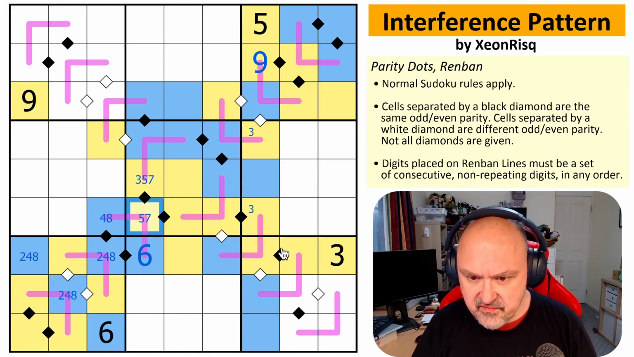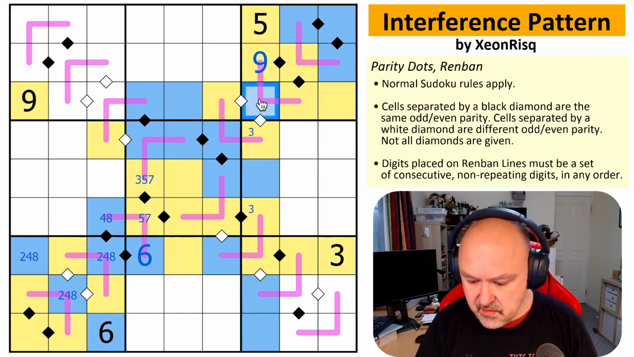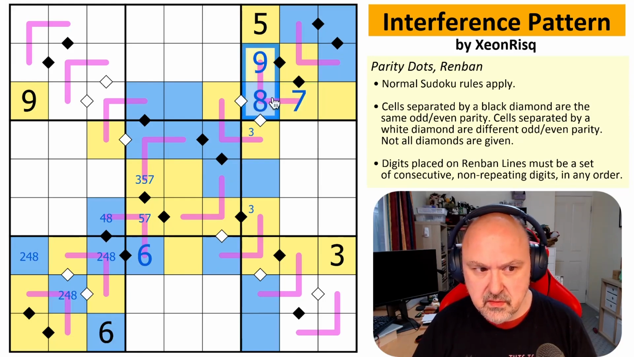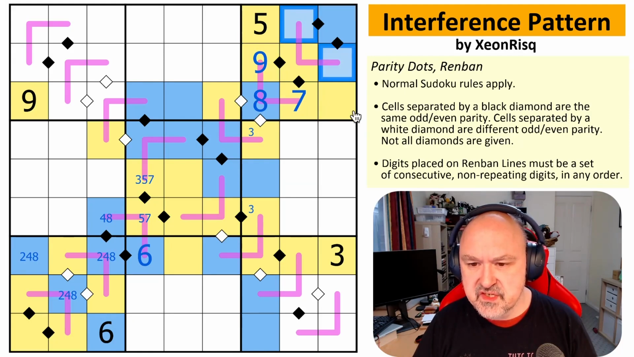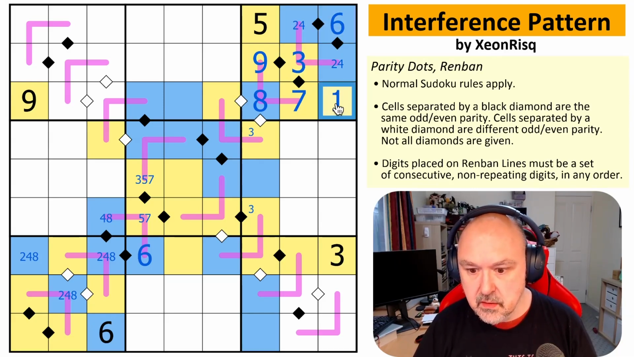This is very, very strange. This is 9 on a Renban line. This has to be 8 and 7. So this is... Okay, so these are 2, 4, 6, but 2 has to go on the line because it's going to go 6, 5, 4, or 4, 3, 2, because, well, no, that can't do a 5. So that has to be a 3. This is 2, 4, this is 6, and this is 1.